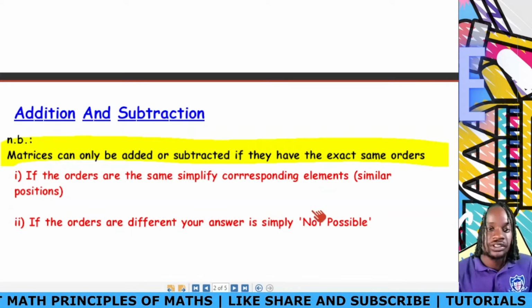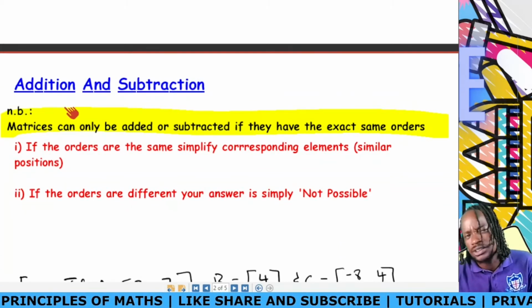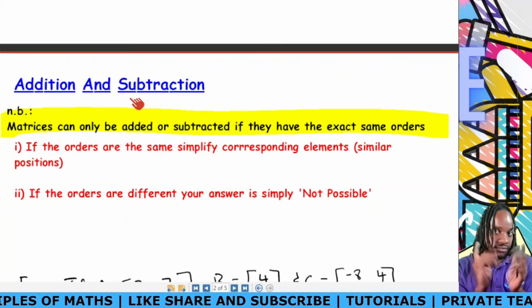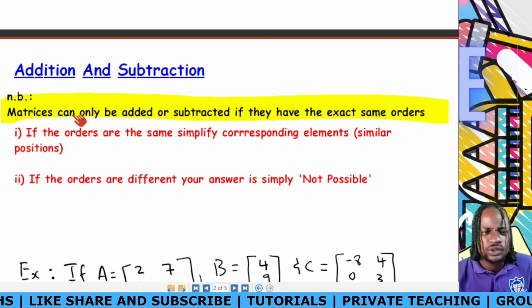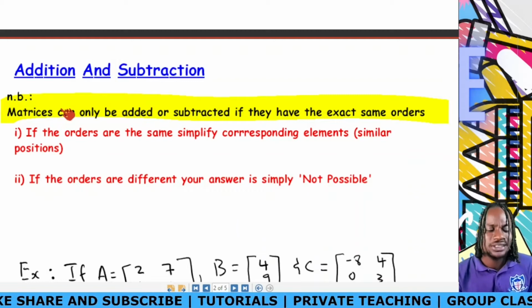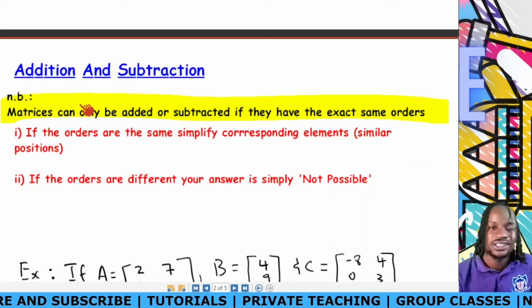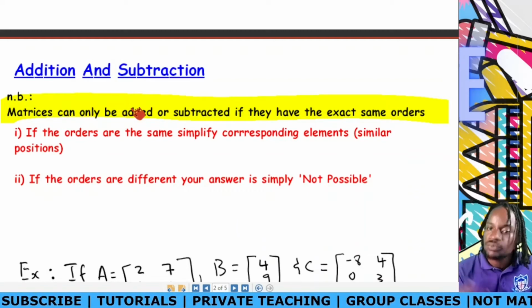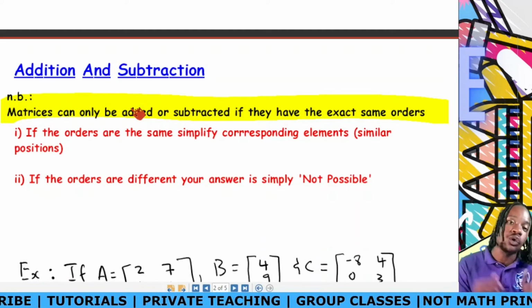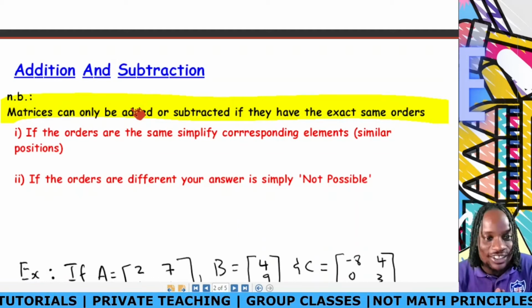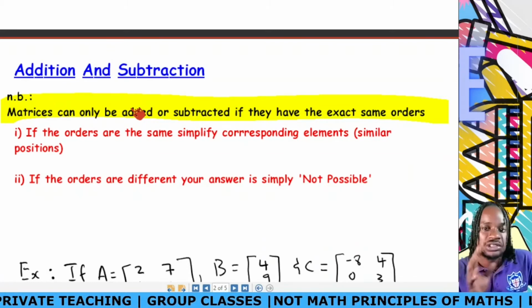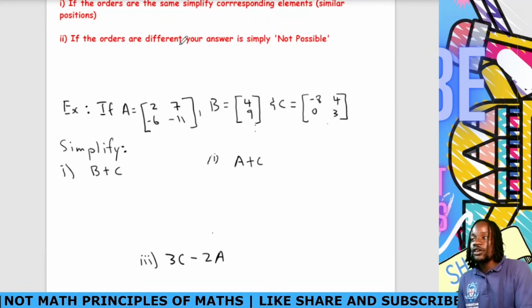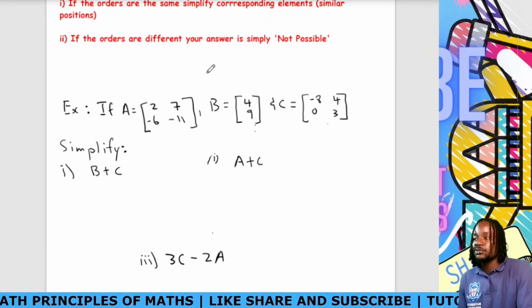The next thing we're jumping into right now is addition and subtraction. Again, it's very important for you to know the order of the matrices. So what do we say about addition or subtraction? Matrices can only be added or subtracted if they have the exact same order. Once the orders are the same, then you can add or subtract them. If the orders are not the same, nothing can go on at all. If the orders are different, then your answer is simply not possible.